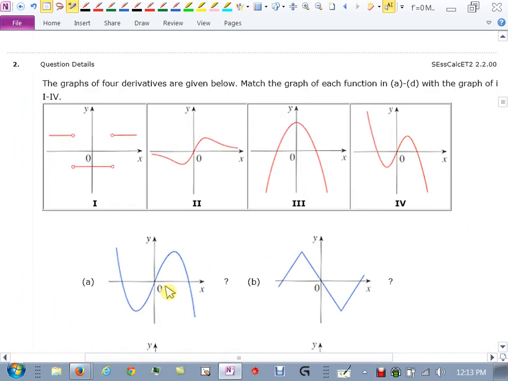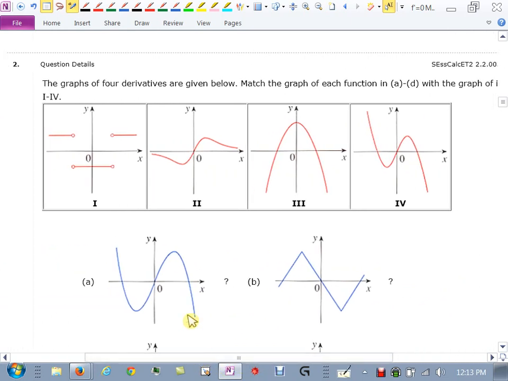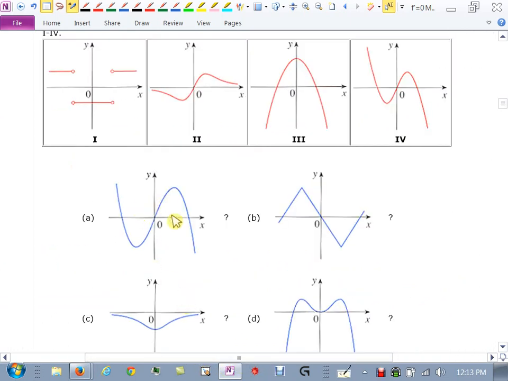Okay, here we go. The graphs of 4 derivatives are given below. Match the graph of each function in A through D with the graph of its derivative in 1 through 4. So let me try and match this graph right here with one of these. Let's start again here. The slope of the tangent line is 0 here, so about here I should have a dot. And the slope of the tangent line here is 0, so here I should have a dot.